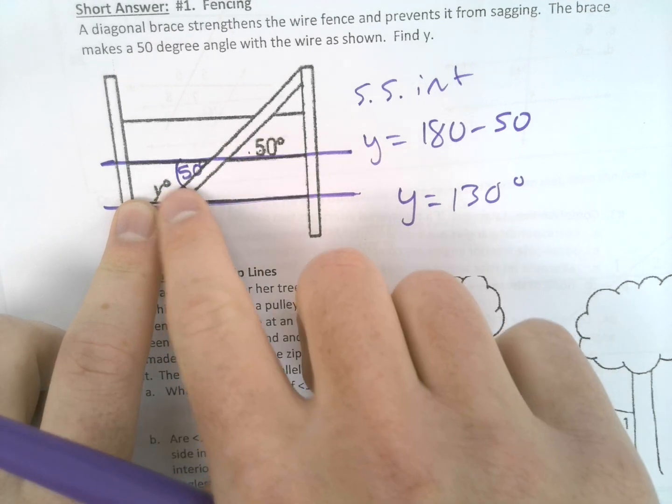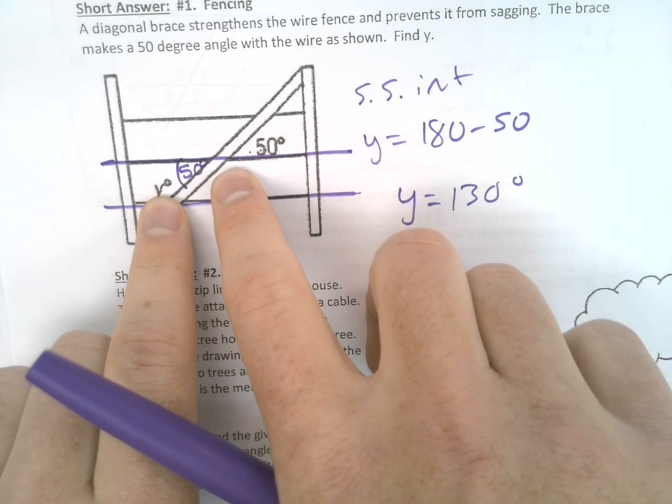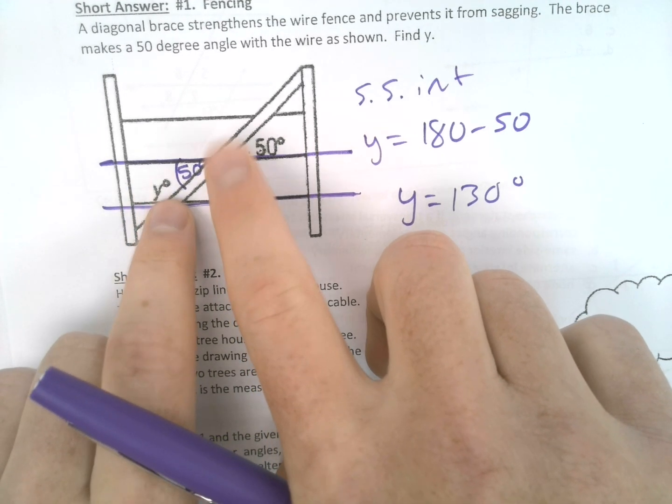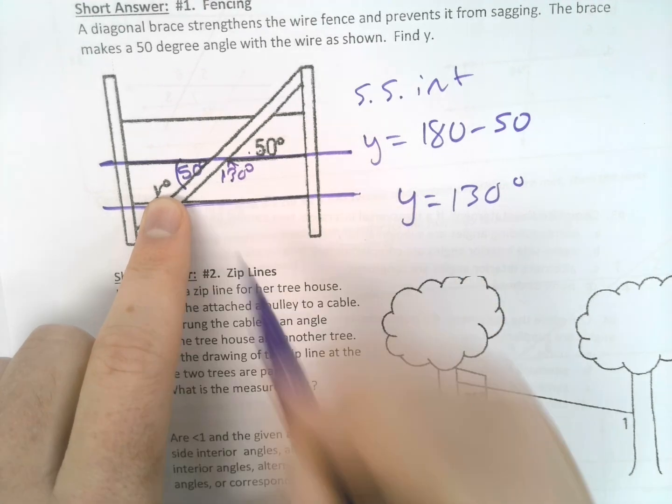Okay, well, this would be alternate. That and Y would be alternate interior. Oh, I get it now. Yeah, these will be the same. You're good, man. Yeah, that would be 130.